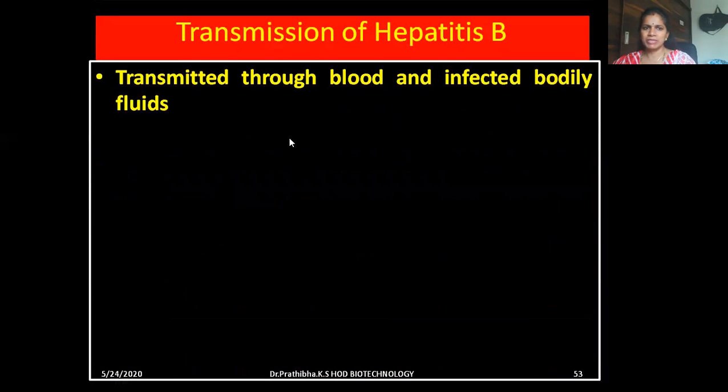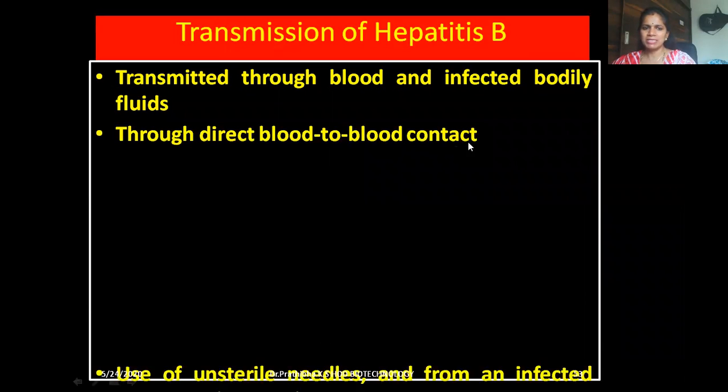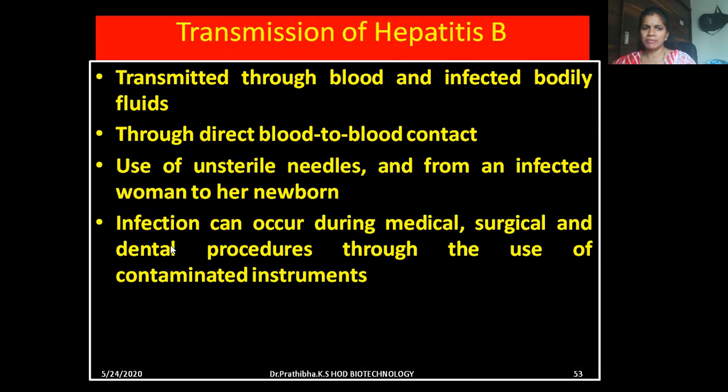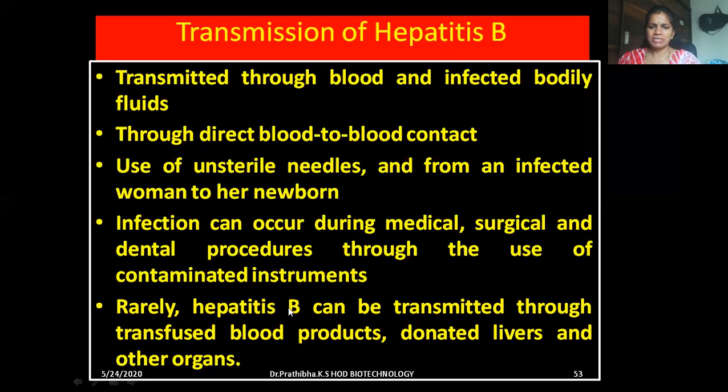Transmission of hepatitis B. It is transmitted through blood and infected bodily fluids, through direct blood-to-blood contact, use of unsterile needles, and from an infected woman to her newborn baby. Infection can occur during medical, surgical, and dental procedures through the use of contaminated instruments. Rarely, hepatitis B can be transmitted through transfused blood products, donated livers, and other organs.